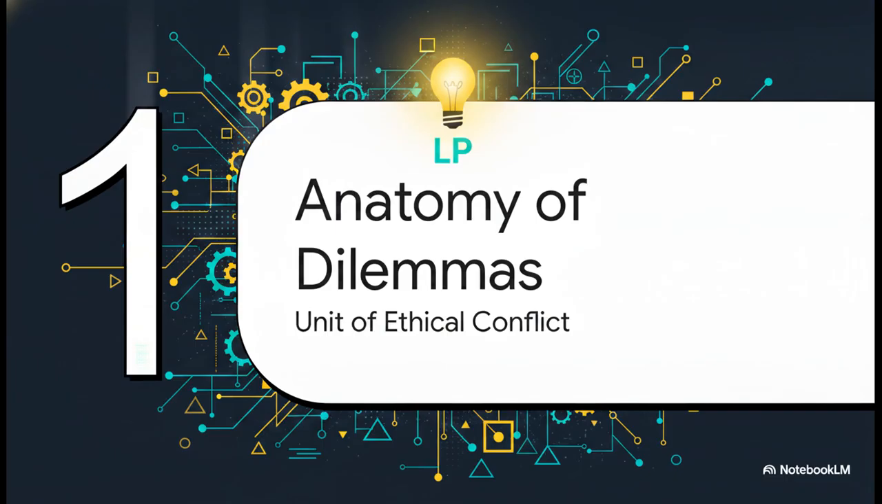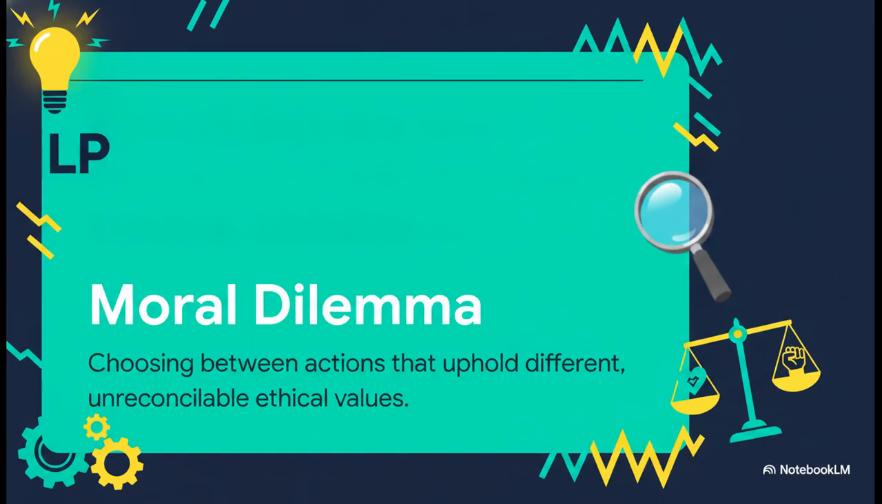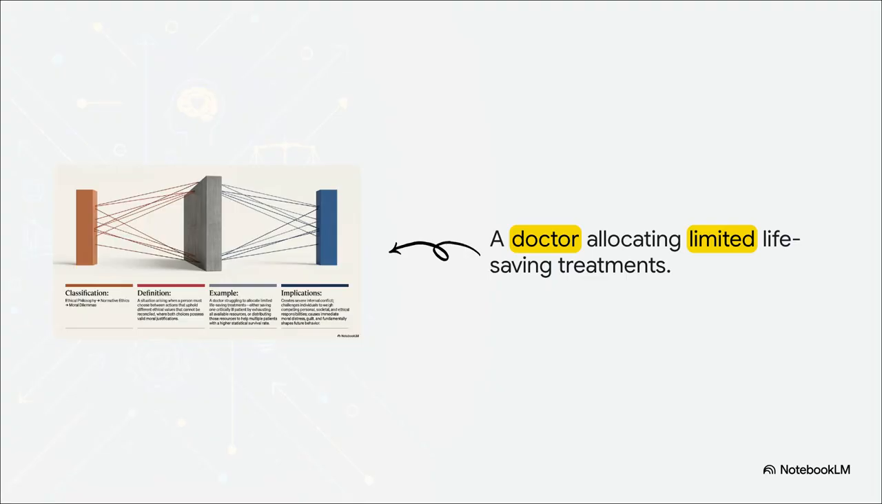This is the fundamental unit of ethical conflict, and we need to establish its precise parameters right up front. So let's start with our core concept. We classify the moral dilemma squarely within ethical philosophy, specifically normative ethics. By definition, a moral dilemma is a situation where a person must choose between actions that uphold different ethical values that simply cannot be reconciled. The absolute crux of the issue here is that both choices possess completely valid moral justifications, which creates severe internal friction.